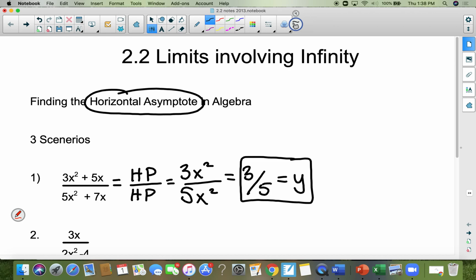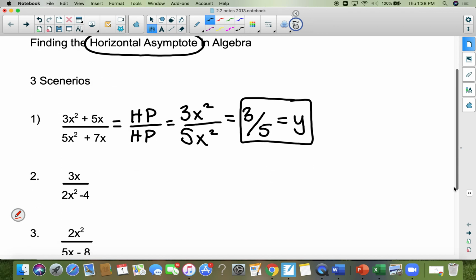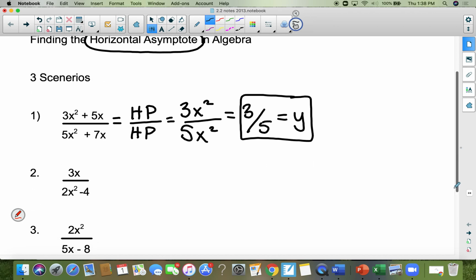Okay, now, 3 different scenarios, because as you can notice, the first one has the exact same power on the top and the bottom. For this one, you take the highest power in the numerator and divide it by the highest power in the denominator. This is what you want to do to find the horizontal asymptote. I'm going to go back to number 1.